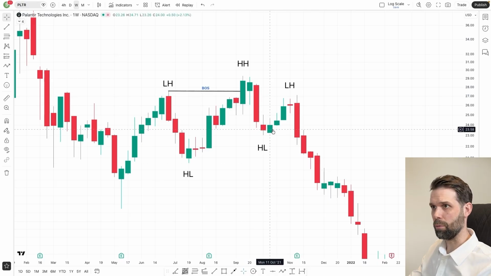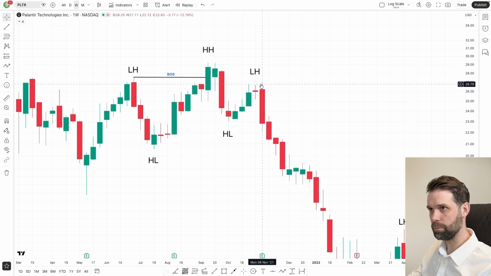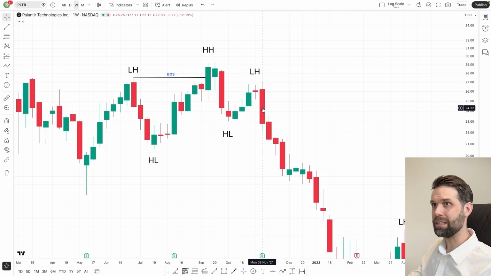So the trend is normal. We are just retracing into a higher low. But here we make a lower high. So this high is lower than this one. A slight warning sign that maybe a bit of momentum is lost. And with this 12% candle, we actually close below what we've labeled as a higher low.